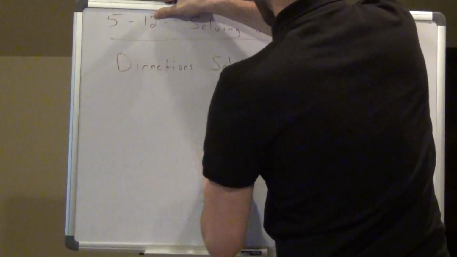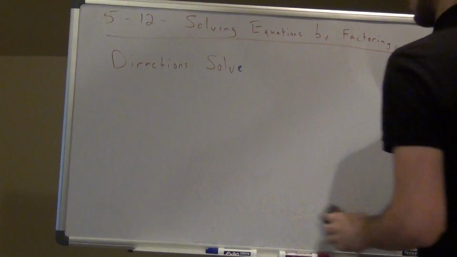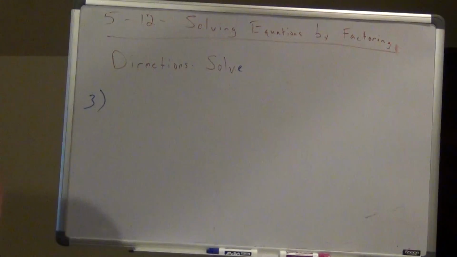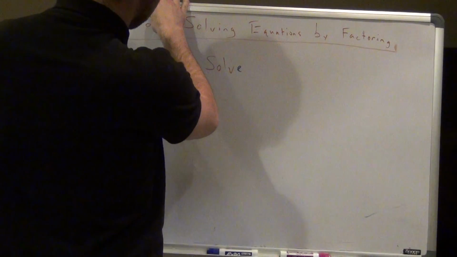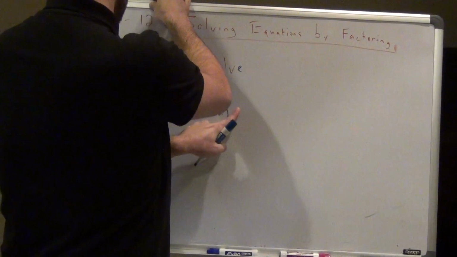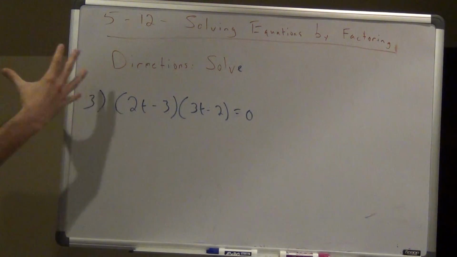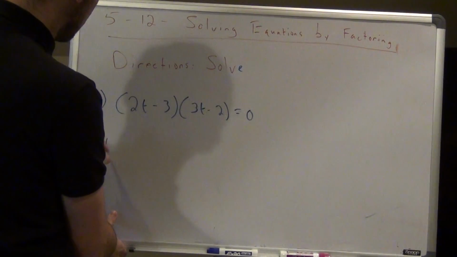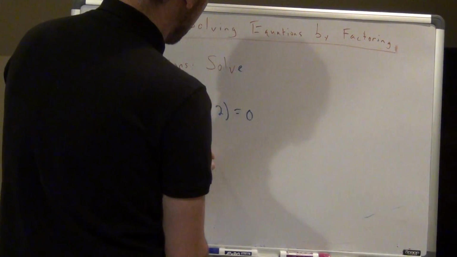Alright, so number 3. Let's say we have 2t minus 3 times 3t minus 2 equals 0. Again, pretty easy. It's already expanded out for you. I can't do anything else with these. It's already factored out. All I have to do here is set each piece equal to 0. So I set 2t minus 3 equal to 0 and 3t minus 2 equal to 0.